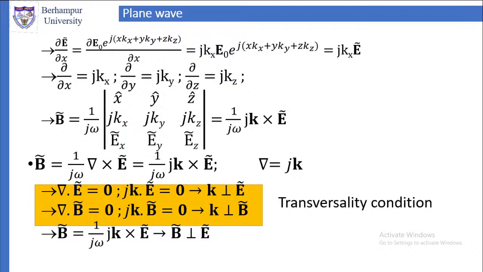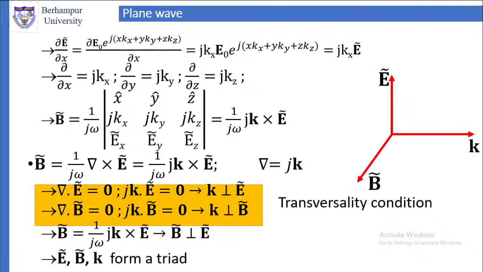Now, up to now, we have not told what is the relation between electric field and magnetic field in terms of their direction. So now let us find out what is the relation between electric field and magnetic field in terms of their direction when they are in one plane. Now let us find out what will be their relation. Now B tilde, as you know, is equal to 1 by j omega into jk cross E tilde. So that is what is B tilde.